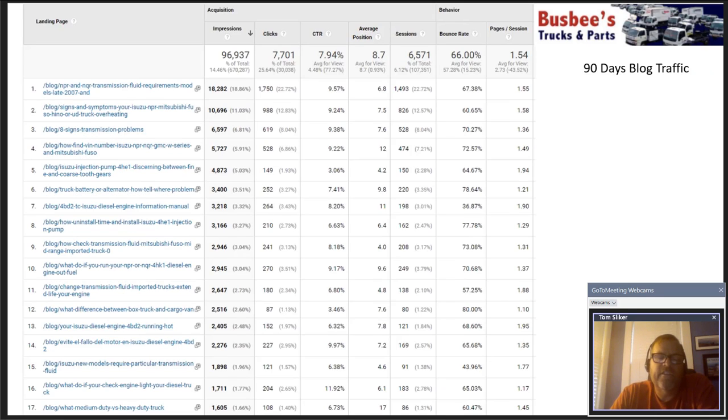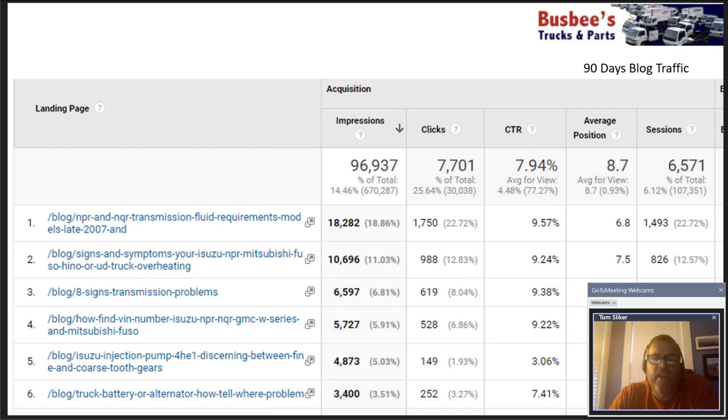So this is Google Analytics that shows 90 days of blog traffic, and you can see at the top there 96,000 impressions just for these blog posts in 90 days. Okay, so that's over 1,000 times a day. These things are showing up in people's search results. And here's just the zoomed in version, but here at the top you can see that NPR NQR transmission fluid requirements. We have a 10% click-through rate, 9.57%. That means we've displayed those 18,000 times, and almost 1,800, 1,750, people actually click on them and they come look at our site.